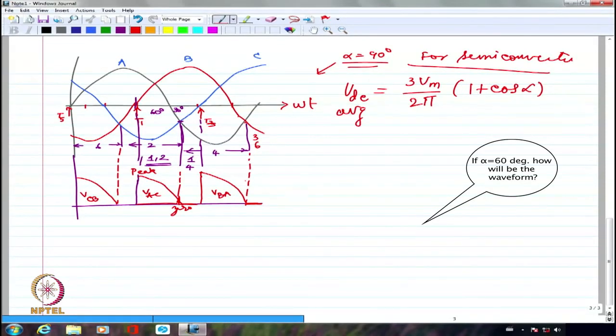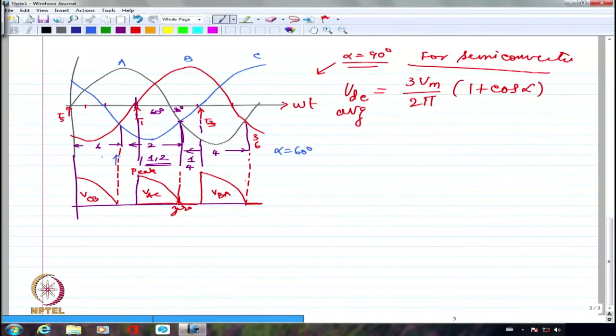No. It will probably come from here itself because you would have fired T1 here. So you would have had 1 and 2 continuously conducting for the entire 120 degrees. If I say alpha is equal to 60, for that I would have fired T1 here. So I would have had 1 and 2 continuously for 120 degrees. I will never have a zero voltage interval. Then I will have T3 fired here. So I will have 3 and 4.